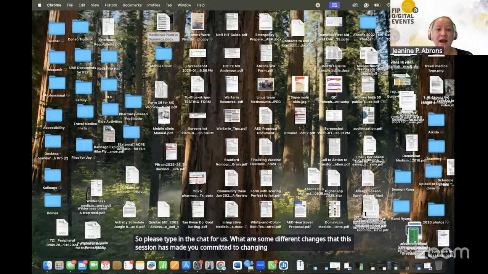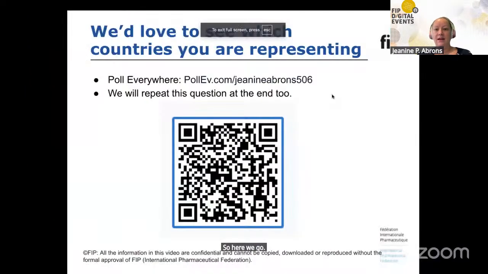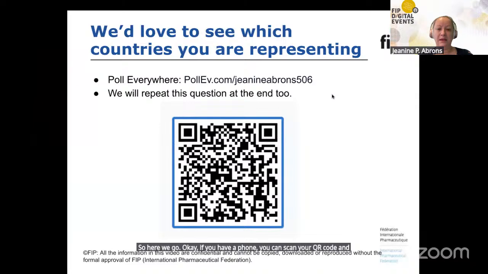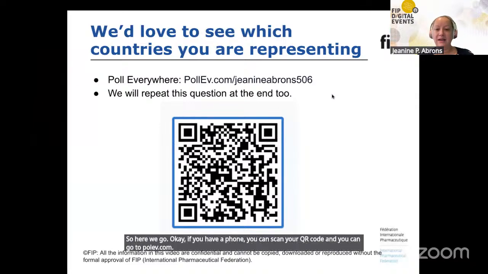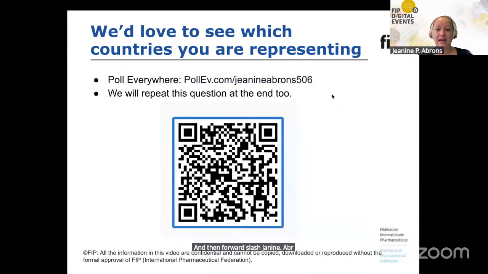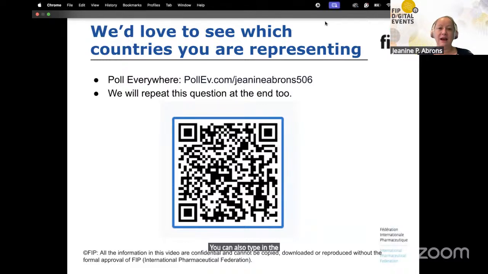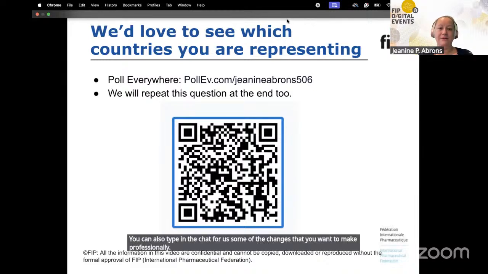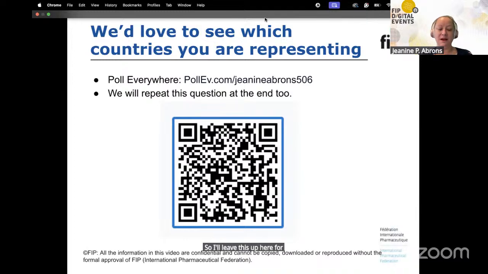changing? Oh, and yes, we can also type in the chat as well, the Poll Everywhere for you too. And I'll go back to the initial slide. So here we go. Okay, if you have a phone, you can scan your QR code and you can go to pollev.com/Jeanine Abrons 506. You can also type in the chat for us some of the changes that you want to make professionally. So I'll leave this up here for a minute before I switch back over.